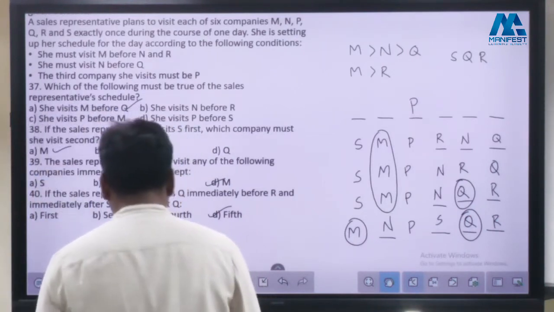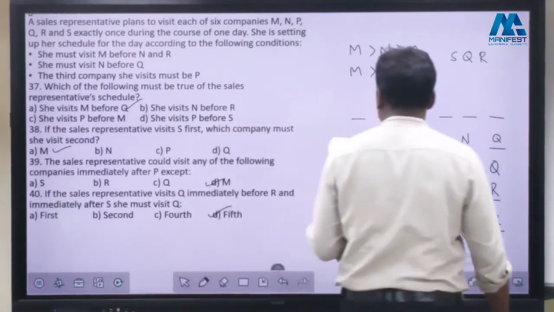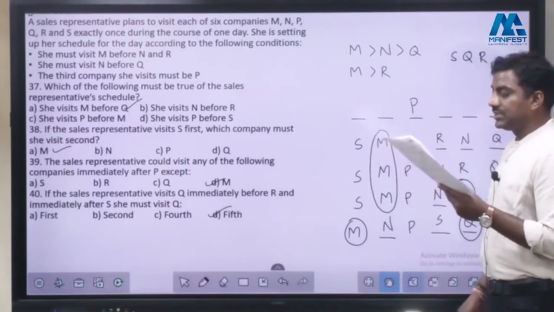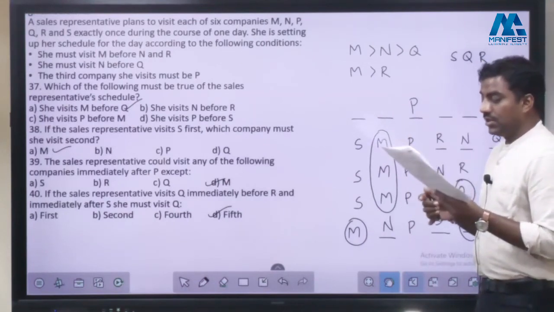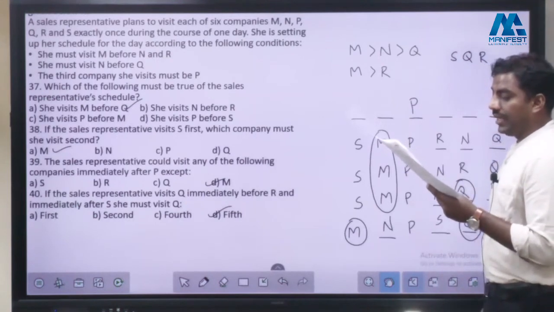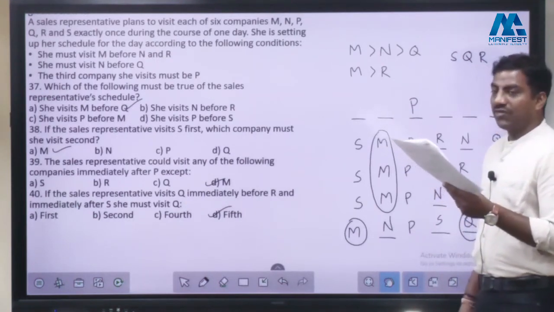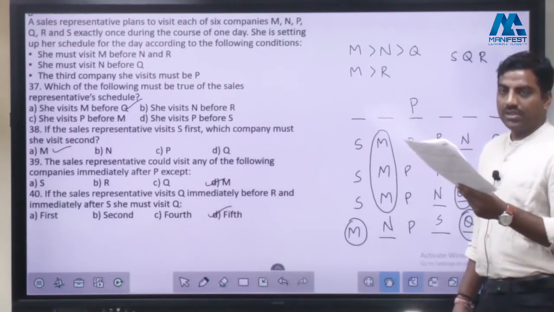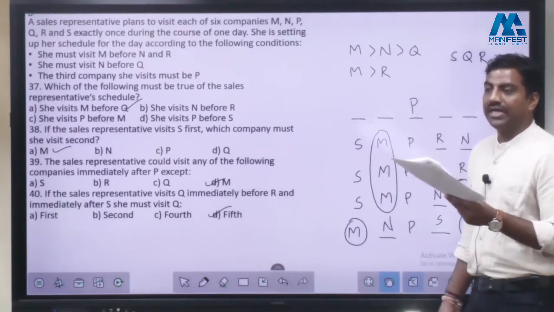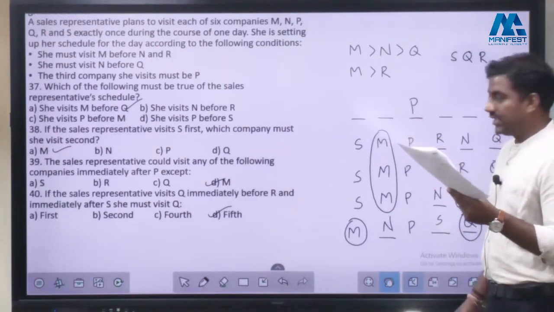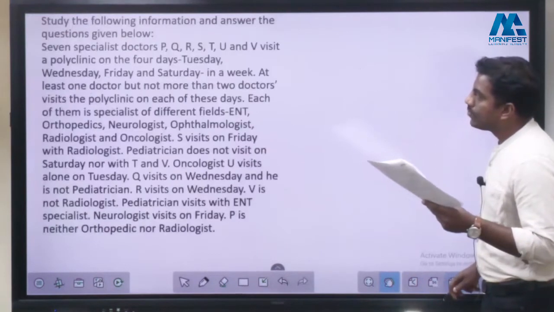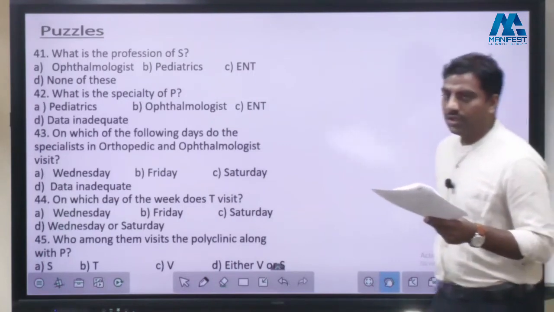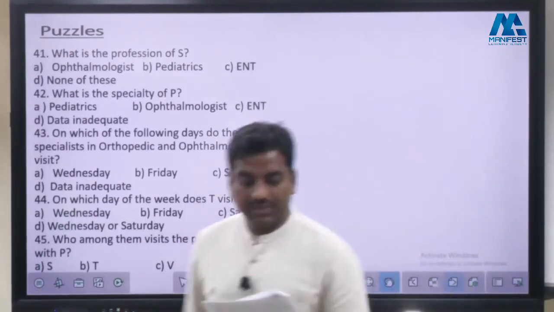In your paper, look at this. Which of the following, 41st question, which of the following could be the order in which the sales representative visits the 6 companies? First one is MSP. Rule out where M is out of its place. M can only be at the first place or second place. It cannot occupy any other place. So for the 41st, the answer is A. But here you have to just look into the questions, okay? So here the numbers have changed.